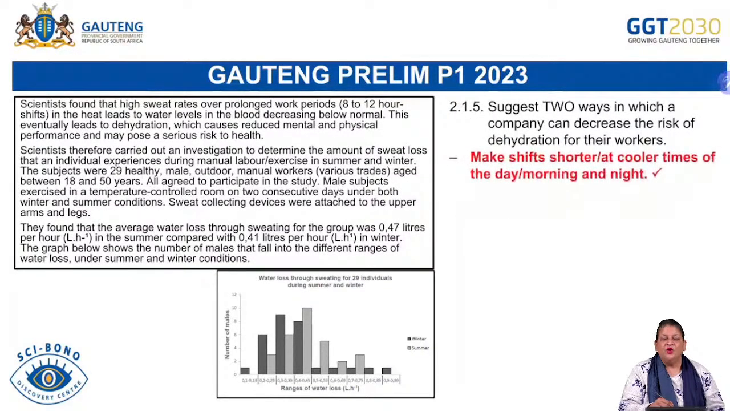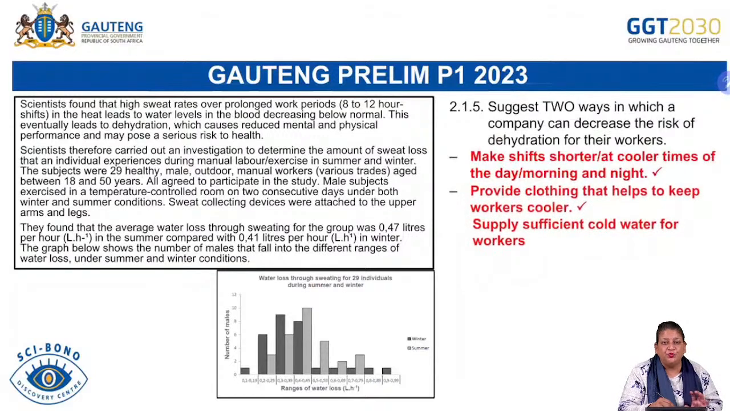Right. Then what are the 2 ways that you can ensure that your workers don't dehydrate? You can provide them with shifts in the morning for shorter hours. You can provide them with cooler clothing to wear, and you can also ensure that you provide them with cooler water.